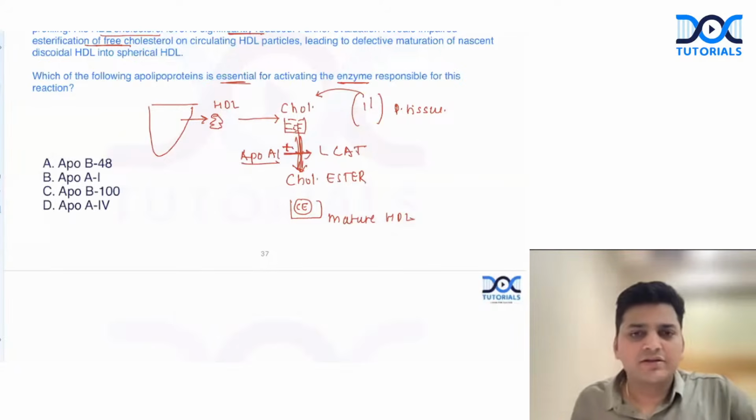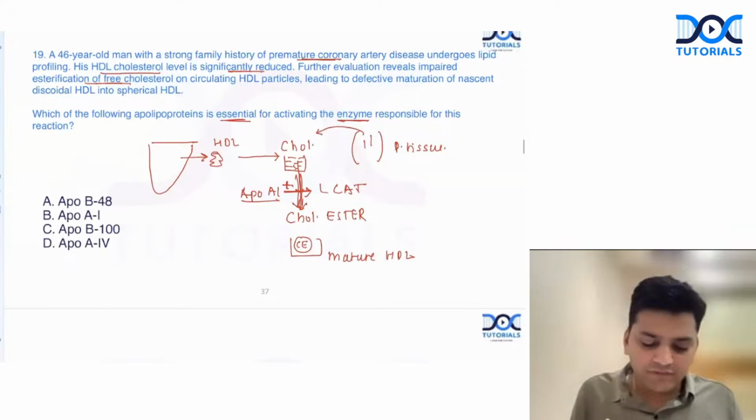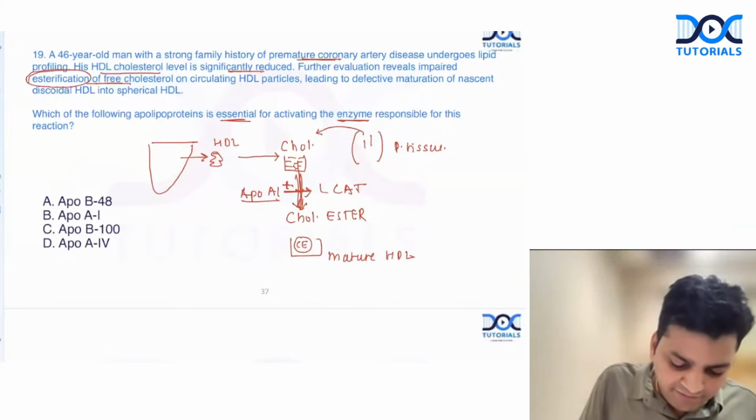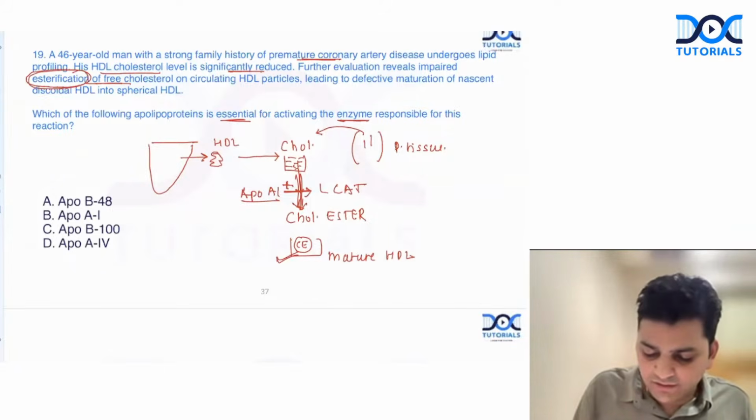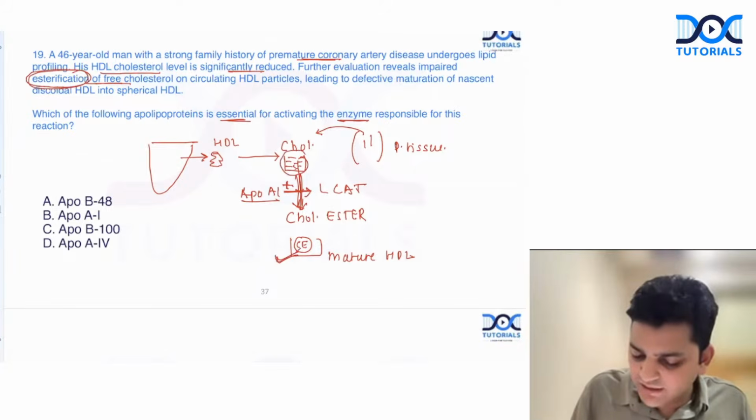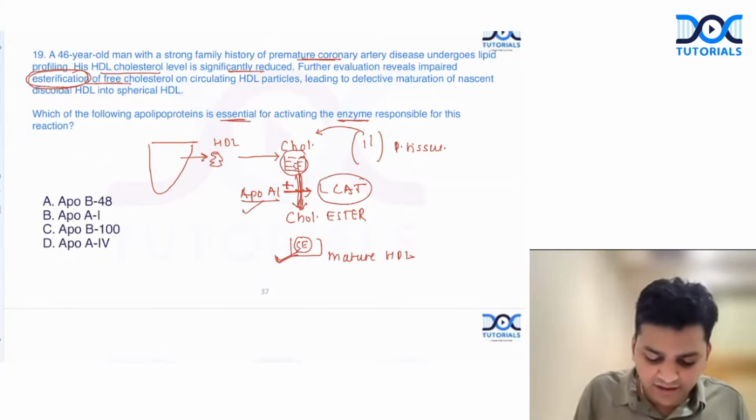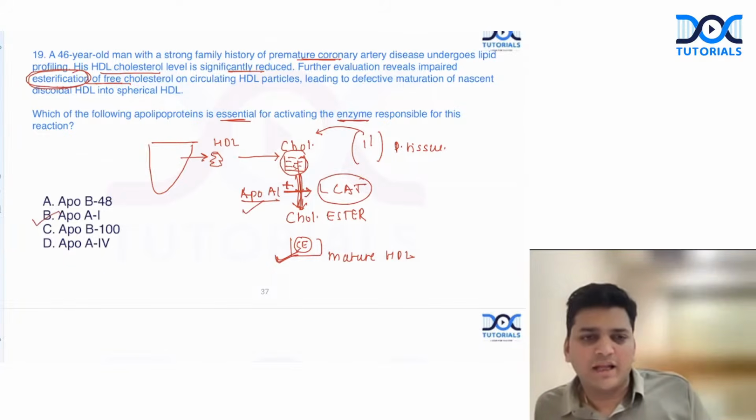ApoA1 activates. So they're asking that the liquid cholesterol is undergoing esterification, that is, liquid cholesterol to cholesterol ester. Which enzyme is required? LCAT. Who activates the LCAT? ApoA1.